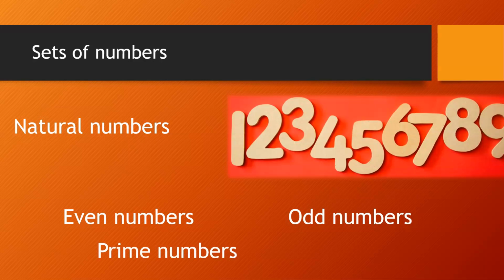The prime numbers are numbers that have exactly 2 different divisors. So the prime numbers would be 2, 3, 5, 7, 11, and they also continue forever. Multiples are numbers that we find by skip counting. So for example, the multiples of 3 are 3, 6, 9, 12, 15, and so on.